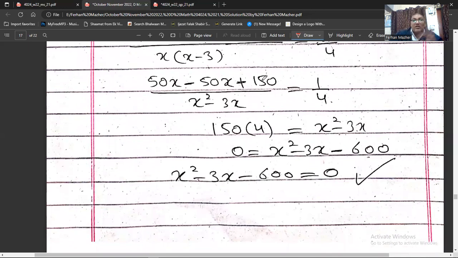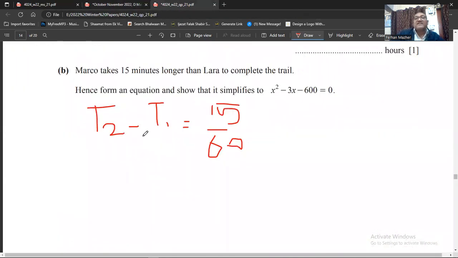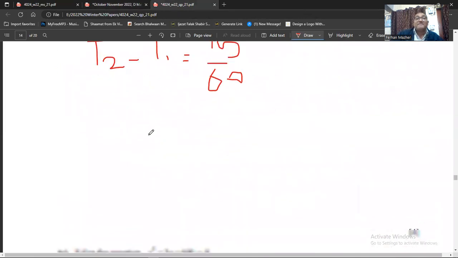So you will cross multiply 150 into 4, that is equal to x squared minus 3x. So take this to the other side: x squared minus 3x minus 600. So x squared minus 3x minus 600 is equal to 0. This was the equation which they asked us to make. It's a 4 marks part.